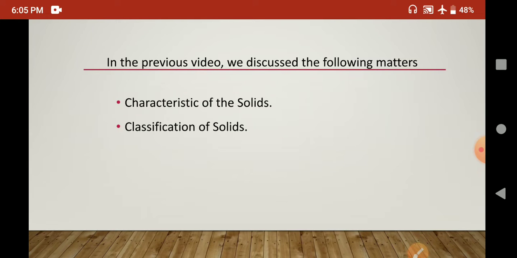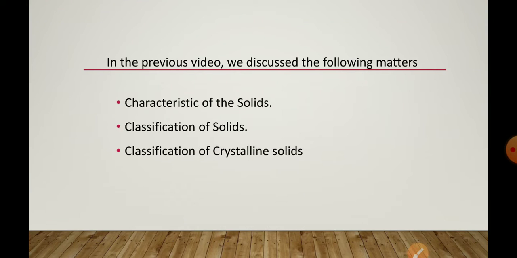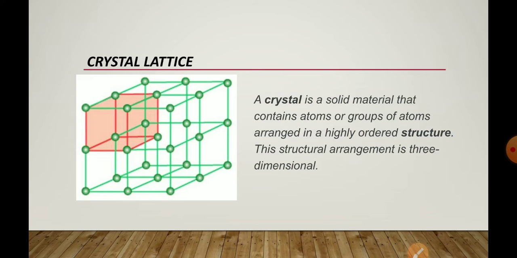The next important discussion is the classification of crystalline solids. Crystalline solids are classified into three types based on the particle nature. These are molecular solid, ionic crystalline solid, and atomic crystalline solid. In this video, we discuss the unit cell. A unit cell is a part of a crystal lattice. Therefore, there is a need to study the crystal lattice.